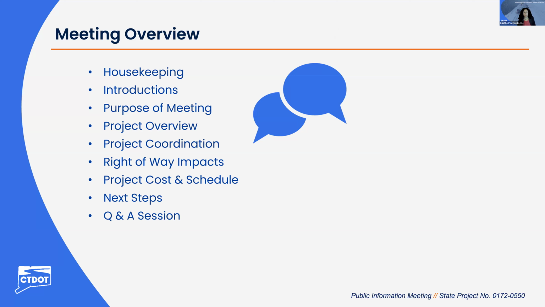So for the meeting overview, we started with housekeeping. We have a few more housekeeping items, and then I'm going to introduce the project team. We'll talk about the purpose of the meeting, and then we'll give an overview of the project, and we'll talk about some of the coordination efforts that we've started and will be continuing as the project continues. We'll talk about potential right-of-way impacts and the process for what that looks like if it's needed. And then we'll talk about project costs and schedule, give you an idea of what the next steps are and the timeline. And at the end, we'll have our Q&A session where you can let us know your questions or comments, and we can respond to them.